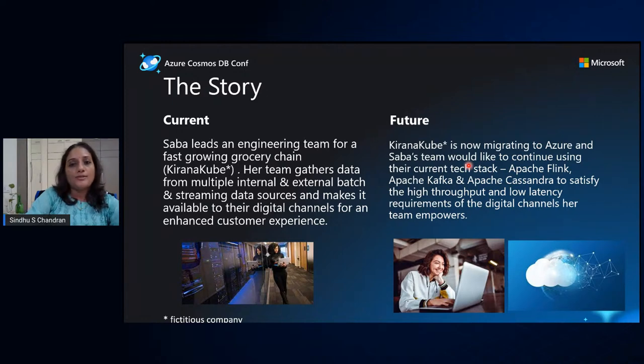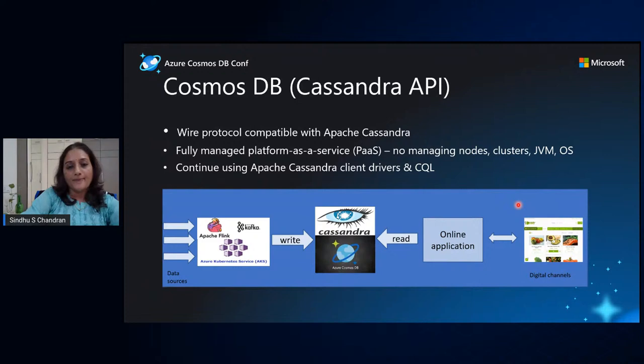And I will be talking mostly from a developer perspective as to what we need to be aware of when we move from Apache Cassandra on-prem to Cosmos DB Cassandra API. So as you're probably aware, Cosmos DB is available in these different flavors. And one good thing for Kirana Cube is that they can continue using their Cassandra investment with hopefully minimal changes.